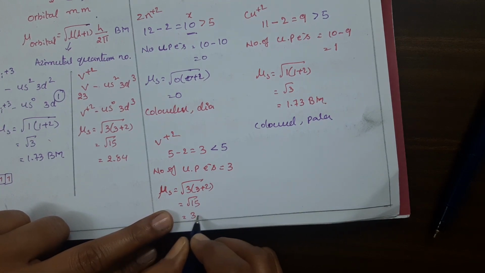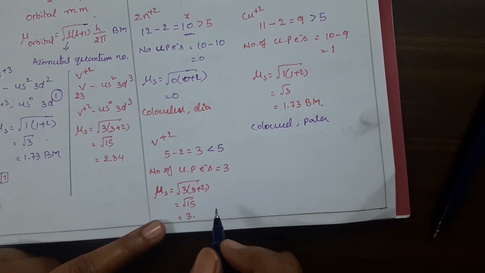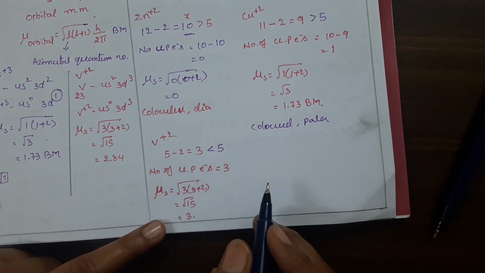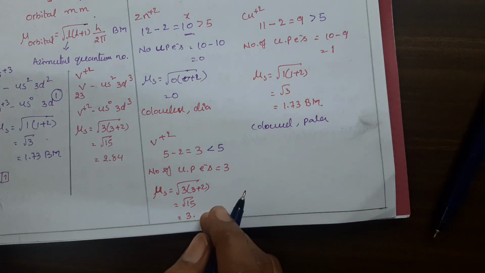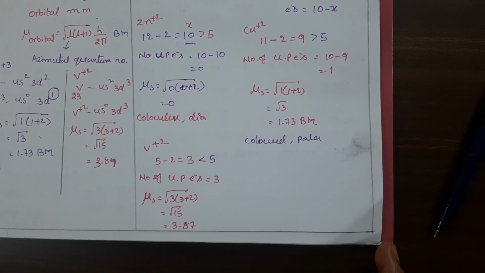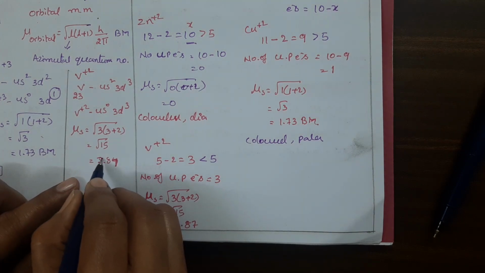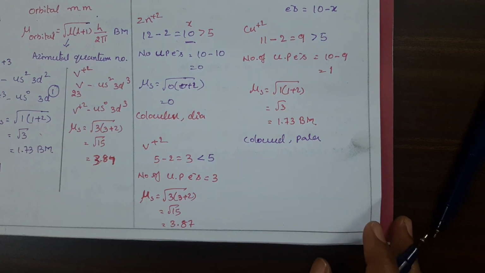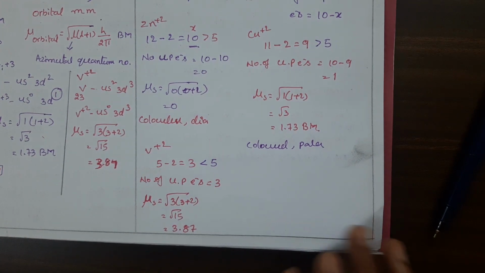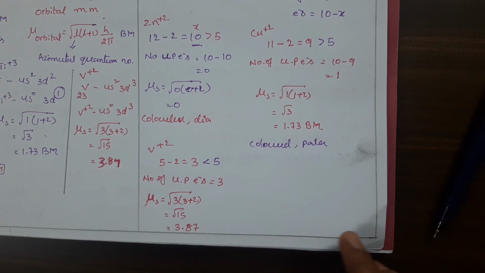It is 3.87. Sorry, unpaired electrons, how many? 5 minus 2, 3, for vanadium plus 2. So here for vanadium plus 3, also 3.87. So both the values are the same, so you can follow any one. So this is the trick to calculate the magnetic moment of D block elements or 3D series elements.